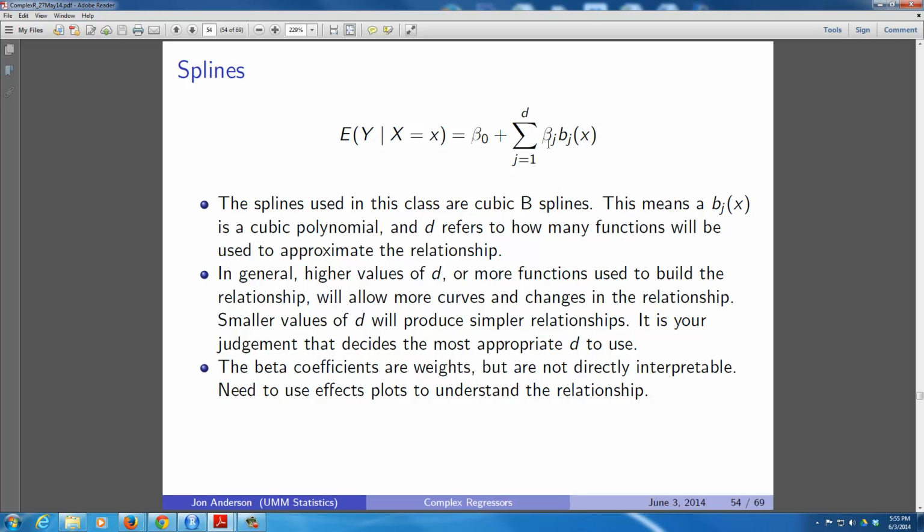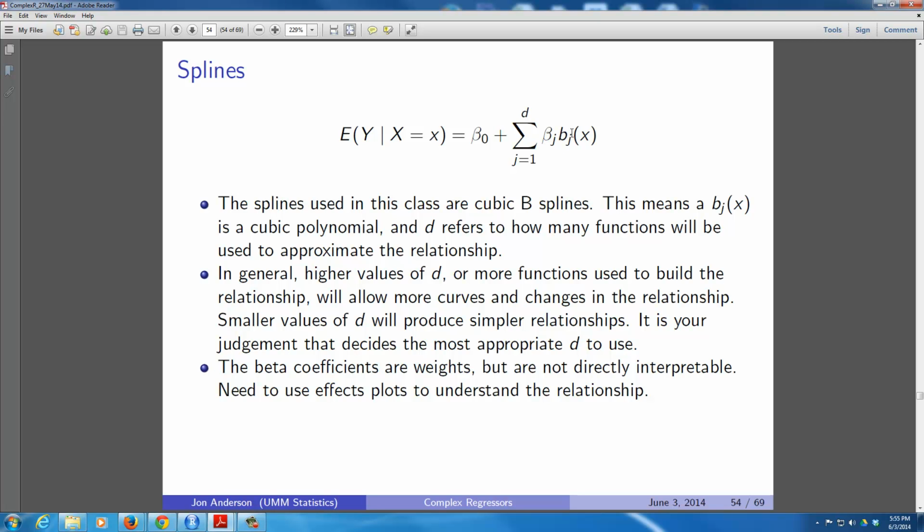And the beta coefficients are going to be measuring how much weight to give to each of these basis functions. Usually we've been able to interpret these beta coefficients, but with a spline model, these are just weights and they're really not interpretable. You're going to need effect plots and graphical displays to understand the spline relationship. In general, the more basis functions you use, the more complicated patterns can be summarized.